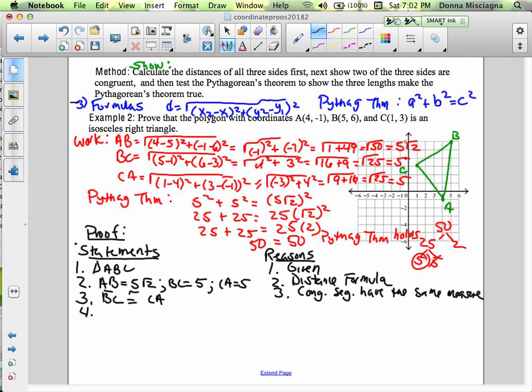All right, so since we have two sides that are congruent, triangle ABC is an isosceles triangle. How do we know? Isosceles triangles have two congruent sides. It's got two congruent sides, must be isosceles.